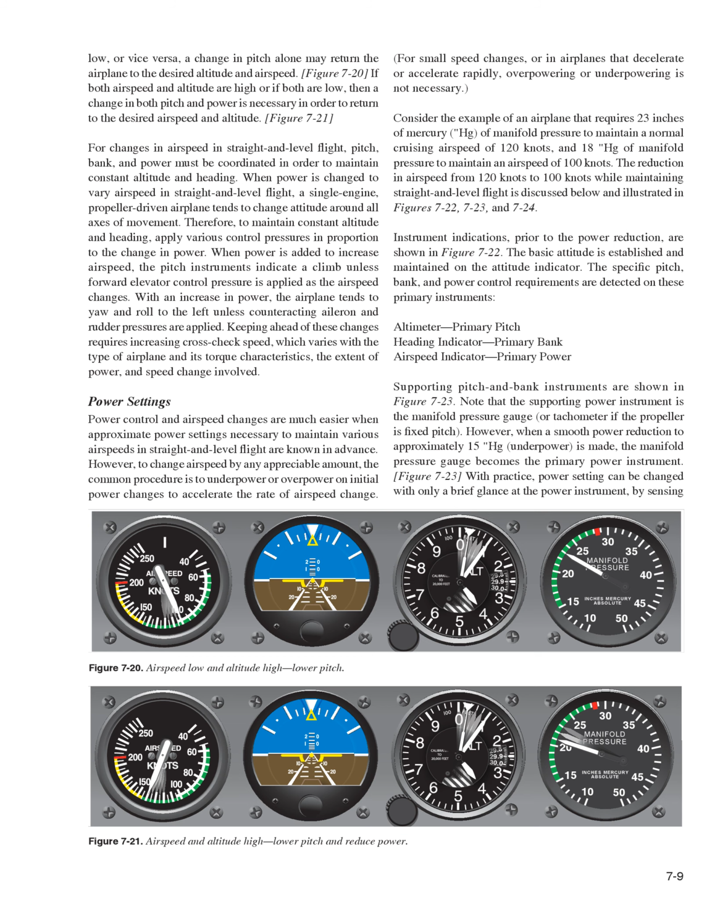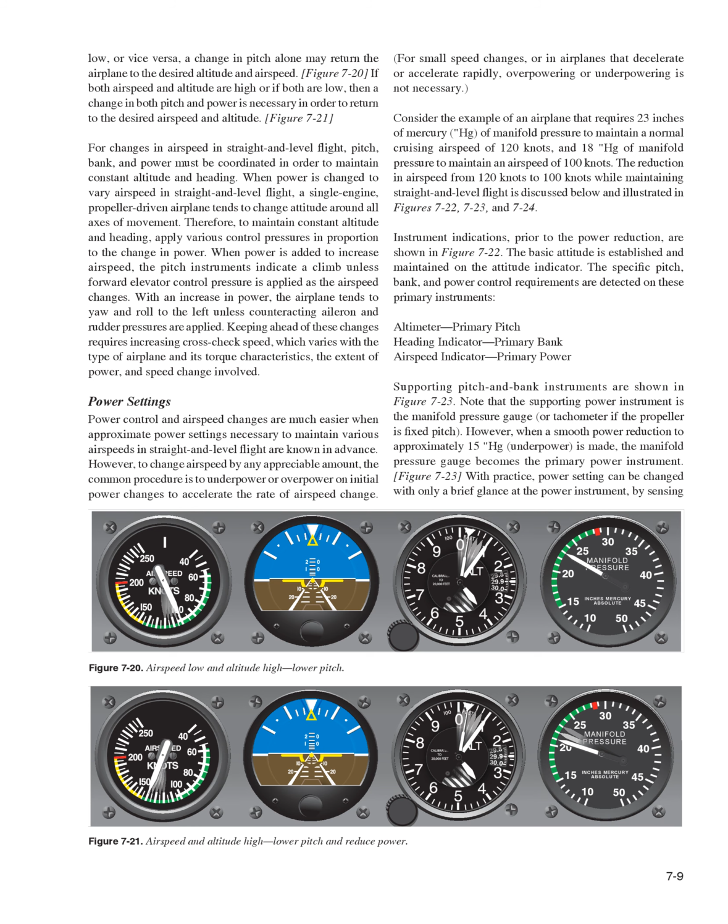Instrument indications, prior to the power reduction, are shown in figure 7-22. The basic attitude is established and maintained on the attitude indicator. The specific pitch, bank, and power control requirements are detected on these primary instruments: altimeter, primary pitch; heading indicator, primary bank; airspeed indicator, primary power. Supporting pitch and bank instruments are shown in figure 7-23. Note that the supporting power instrument is the manifold pressure gauge, or tachometer if the propeller is fixed pitch.